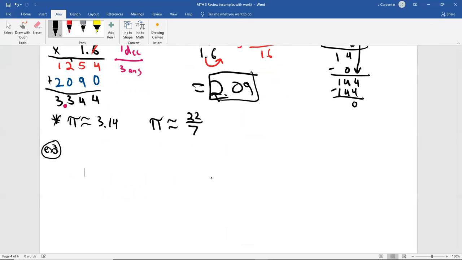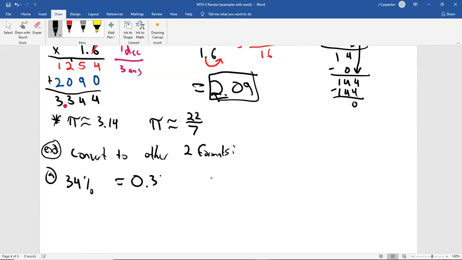Fine. Let's say convert to the other two formats. There we go. So for A, let's start with 34%. If you move its decimal twice to the left to get the decimal, that would be 0.34. And remember, I gave you a nice self-check that the value should look bigger as a percent versus a decimal. The value should also look bigger as a percent versus a fraction.